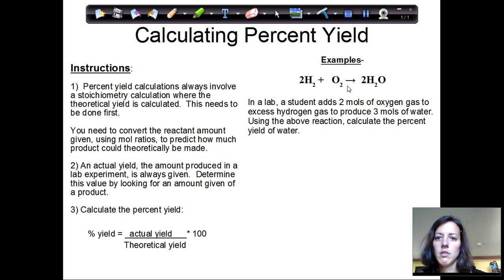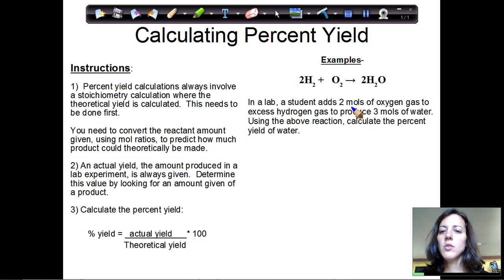That's a reactant. So we know 2 moles of oxygen gas went into it. The other number we produced, that's a key word there, we produced 3 moles of water. And water's on the product side. So we produced 3 moles of water. That's what was actually made. So one of the numbers is always on the product side. The number that's on the product side is always the actual yield.